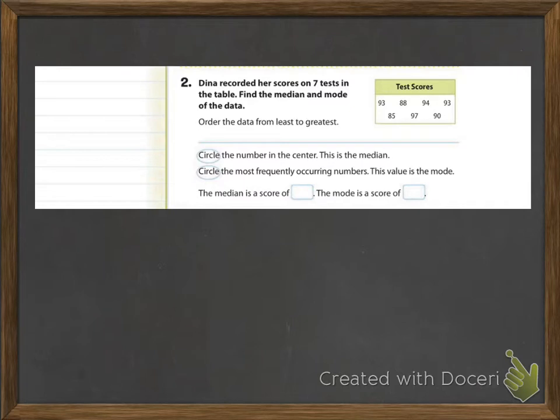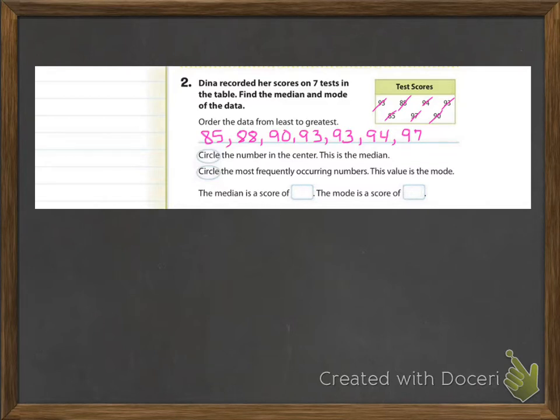Now, it's helpful when you do this to cross them out so you know that you've used all the numbers once. So you'll notice here, as I wrote my numbers in order from least to greatest, I went ahead and crossed them out as I used them. Now the second part tells you to circle the number that's smack dab in the center, and that tells you that this is the median.